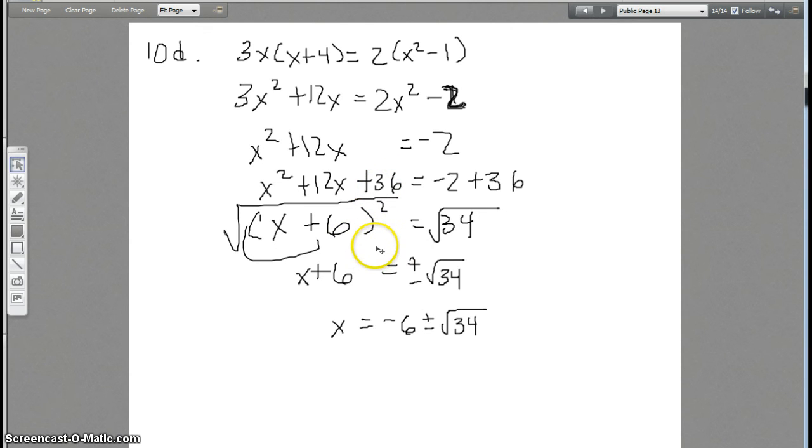Once you've got your x inside of a square on the left side, then you can take the square root of both sides. Don't forget the plus or minus, and solve for x.